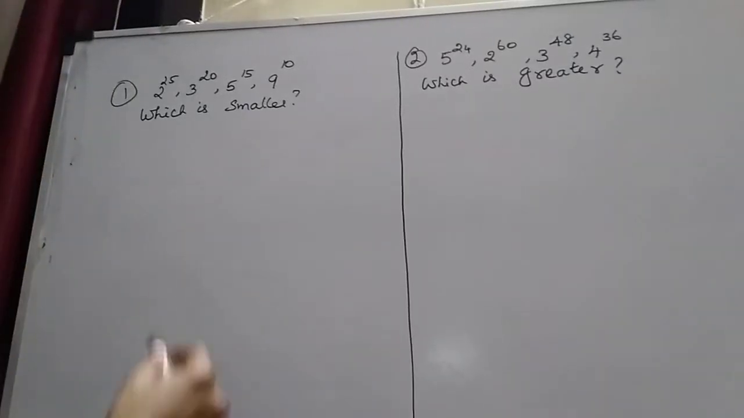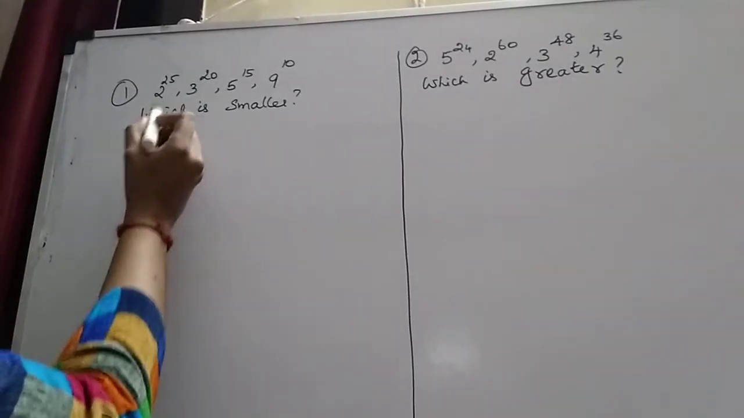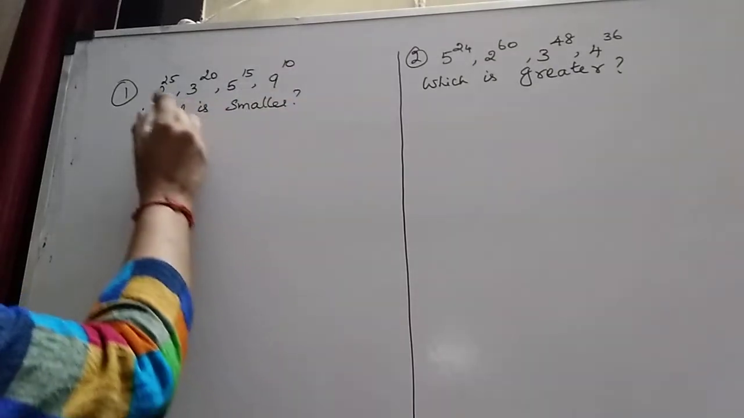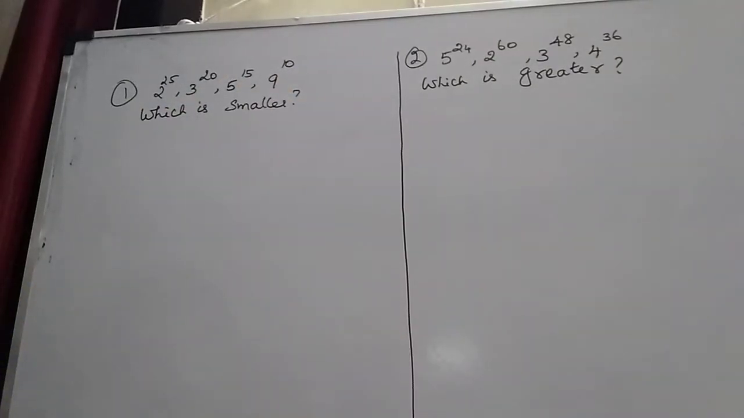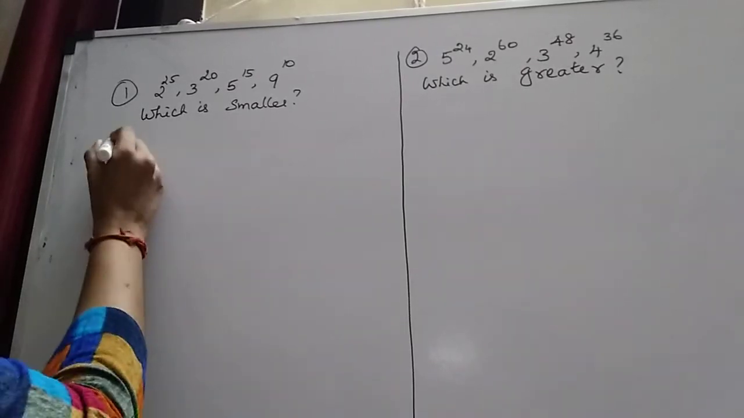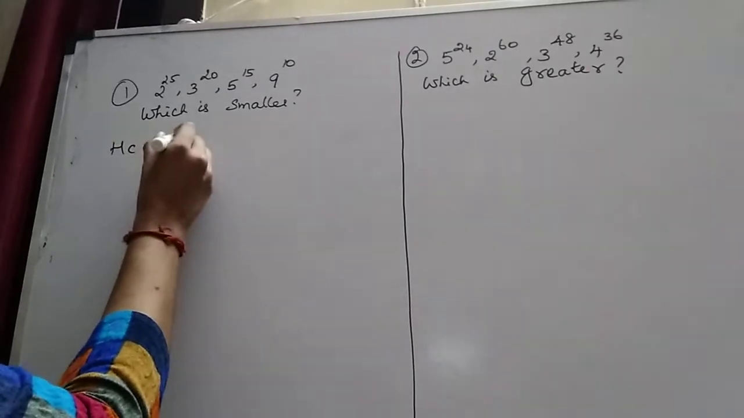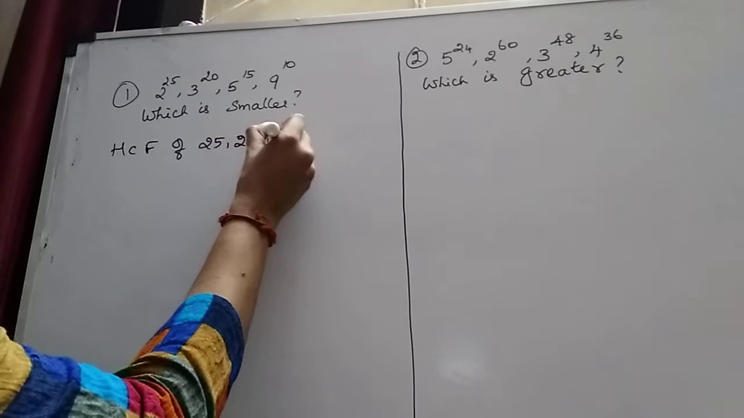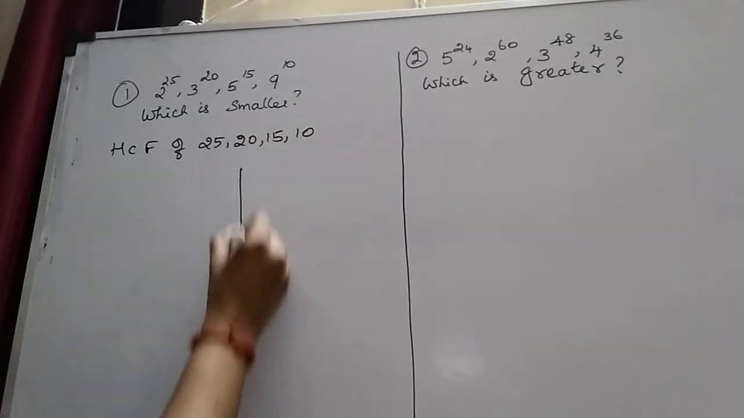Which is the smallest among the given 2 power 25, 3 power 20, 5 power 15, 9 power 10? If such power sums come, how will you find which power is greater or which number is smaller? The easiest method is to find the HCF of the power numbers. What are the power numbers? 25, 20, 15, 10.